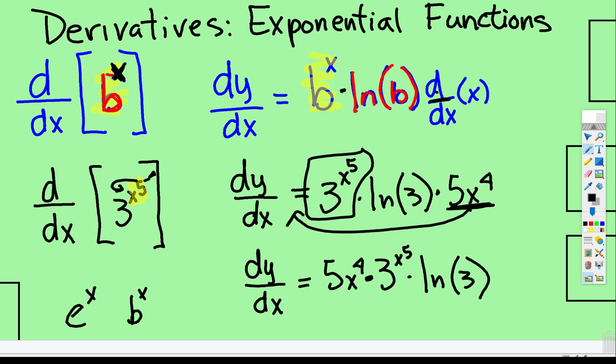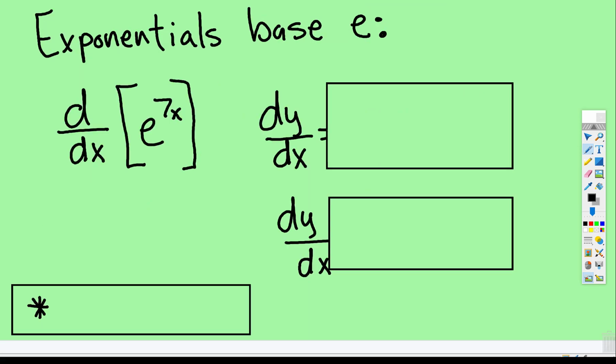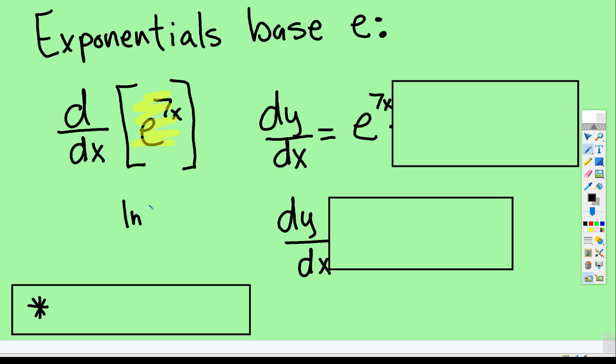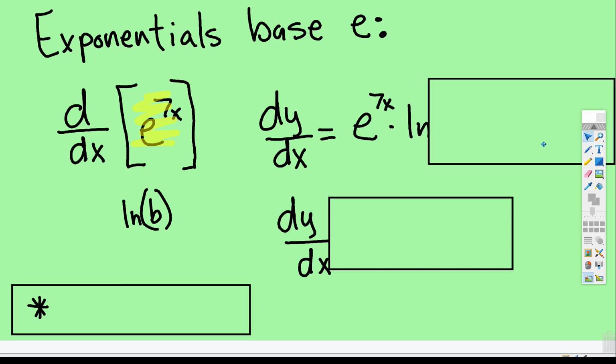All right, let's see. Okay, let's do one where e is the base number. So it's e to the 7x. So remember what we said. You rewrite the original. Then you multiply it by the natural log of the base. So natural log of e.